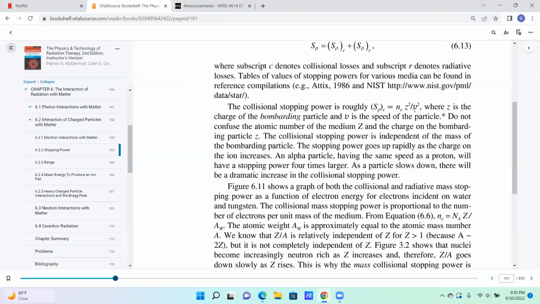That stopping power goes up rapidly as the charge on the ion increases, which would make sense because if you've got z squared here, whatever that charge is, if it's squared, it's going to be increased because of that exponent. So an alpha particle having the same speed as a proton, and that's important because if you have the same speed, then that is not varying from each incident, is going to have a stopping power that's 4 times larger. That alpha particle will have it because its charge is being squared. As a particle slows down, there will be a dramatic increase in the collisional stopping power.